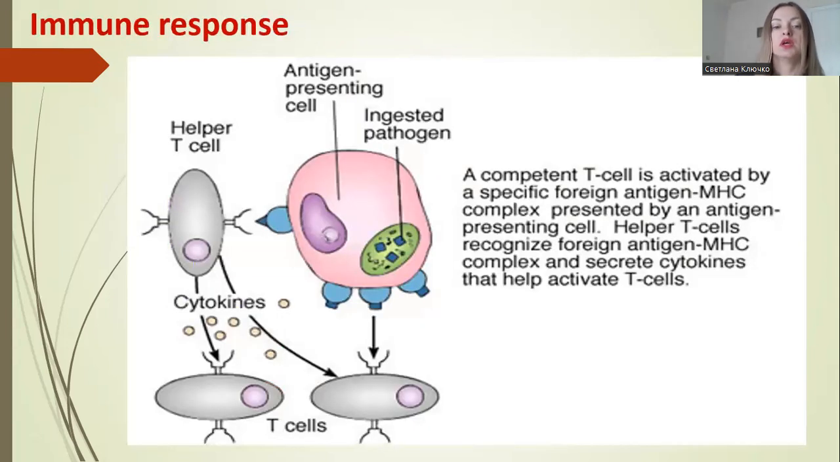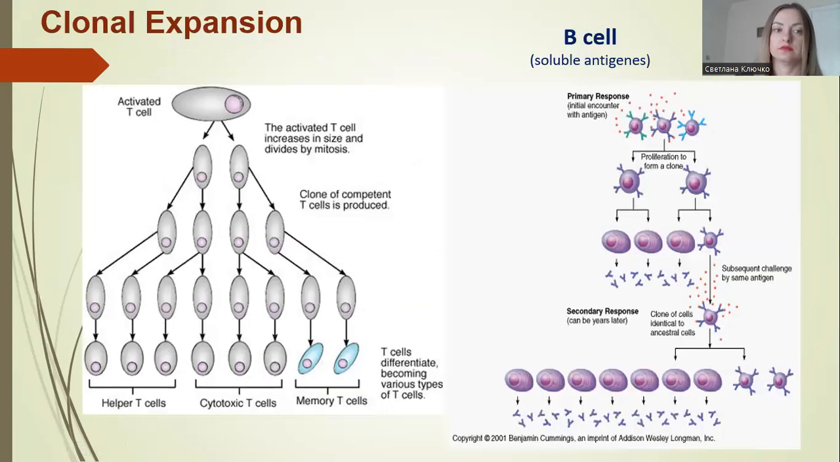You can see a simple schematic diagram of the immune response. The ingested pathogen in the antigen presentation cell, you can see the helper T cell recognizes this antigen. The helper T cell produces cytokines and activates either humoral immunity or cell-mediated immunity. Clonal expansion.